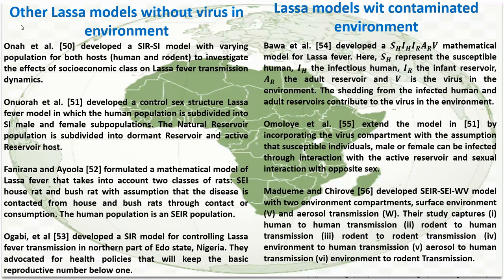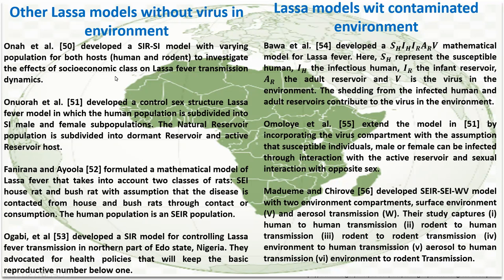One of those models is Ona et al. Ona et al. also consider a deterministic model, SIR and SI. SIR has to do with the human compartment, while SI has to do with the rodent population. For the human population, they have a susceptible class, infected and recovered. For the rodent, they have susceptible and infected. They make use of a varying population, in the sense that the recruitment rate depends on the total population of each of these hosts. They investigate the effect of socioeconomic class on Lassa fever transmission dynamics.